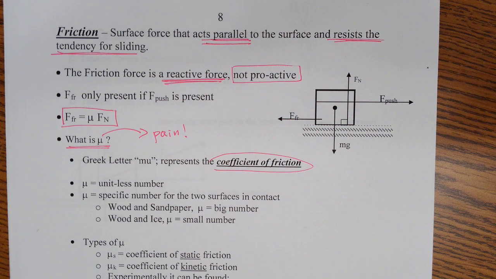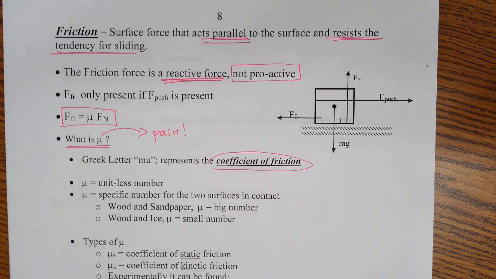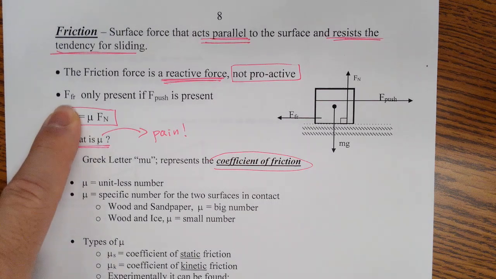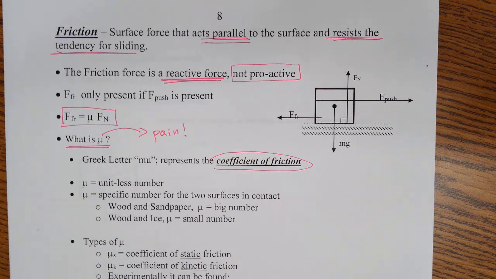Friction is also a reactive force, not proactive, which means if we were to actually have an object resting on the surface, it's not going to have any friction until some kind of push is basically applied to it. Okay? So force friction is only present if F push is present. So I use this example for my other class.